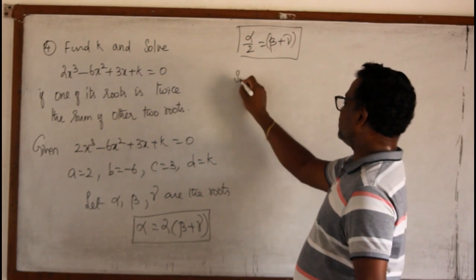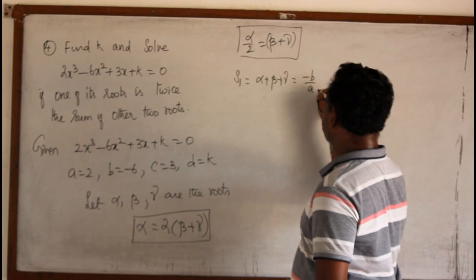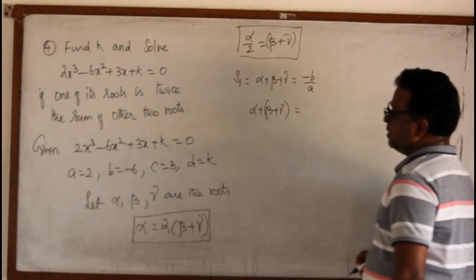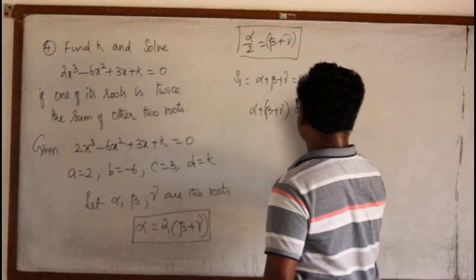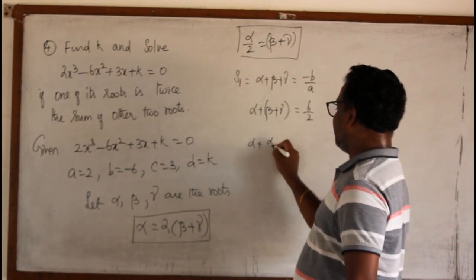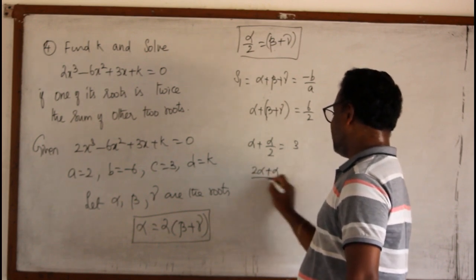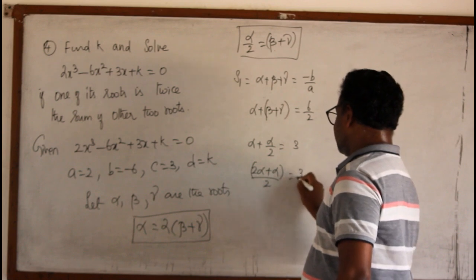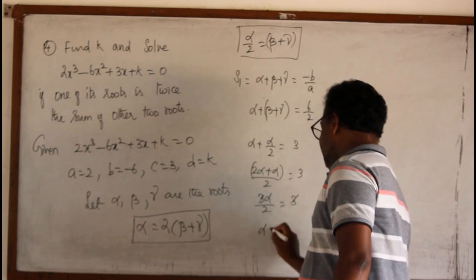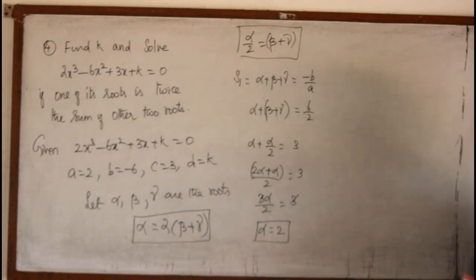Now, S1 is alpha plus beta plus gamma, that is our minus b by a. So alpha plus beta plus gamma, let me combine. Here minus b is plus 6, 6 by 2. Now beta plus gamma can be written as alpha by 2, equal to 3. Then it is alpha plus alpha by 2 equal to 3. 3 alpha by 2 equal to 3. 3 cancels. Alpha value is 2. That means I got one root value.